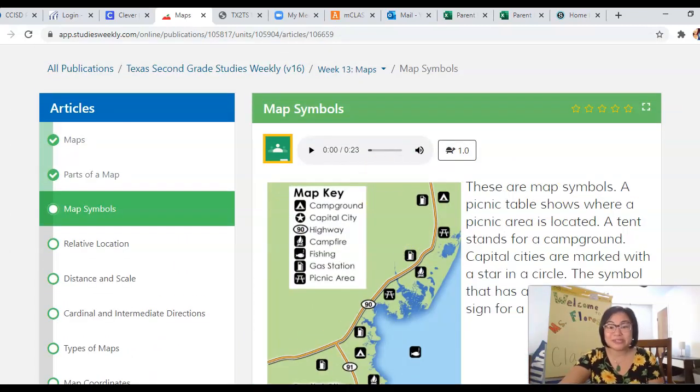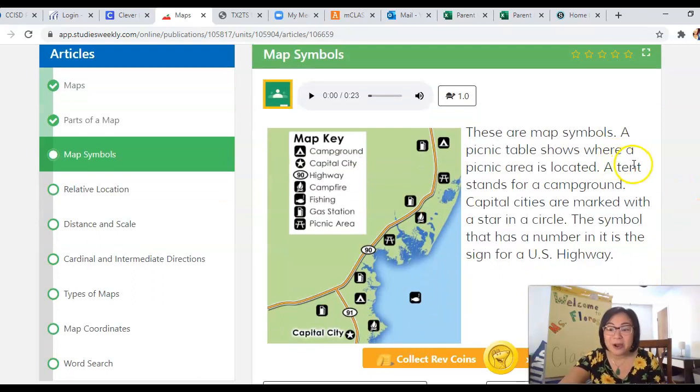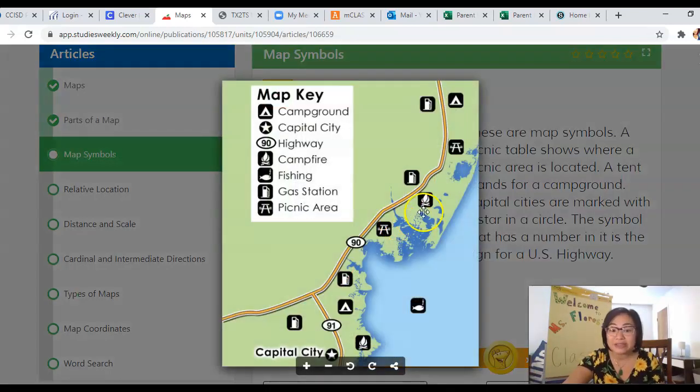Map symbols. We're still reading about map symbols. These are map symbols. A picnic table shows where a picnic area is located. A tent stands for a campground. Capital cities are marked with a star in a circle. The symbol that has a number in it is the sign for a U.S. highway. So you can use symbols or the map key to tell you where something is, right? So we know that when we're looking at the map, if we see a little fire, we know that there's a campfire there, right? What's another symbol that you can see?